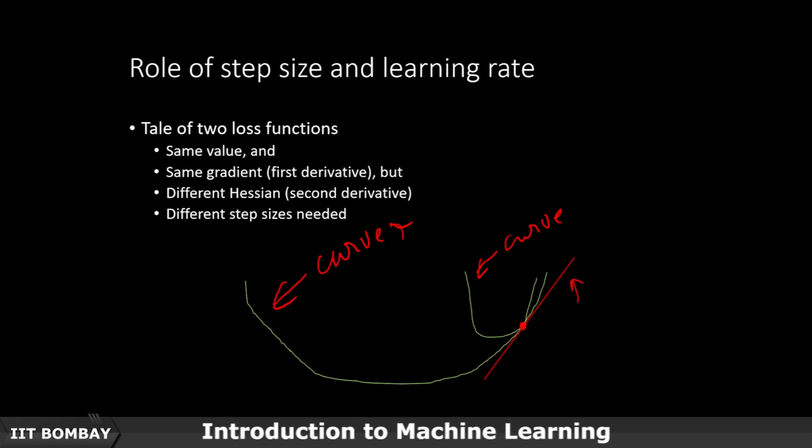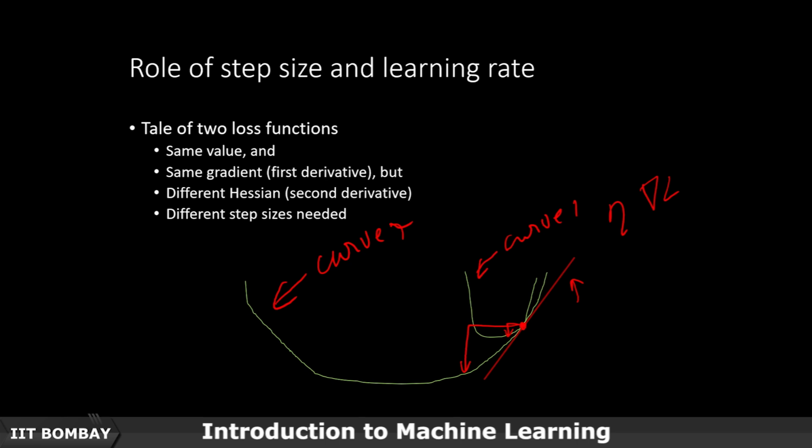That is shown by a common tangent line. So if I take a step size which is eta times the derivative, the gradient of L, that step size is going to be the same for both loss functions, but obviously what works for one particular loss function is not the same as what works for the other. So both of these have different ideal step sizes.